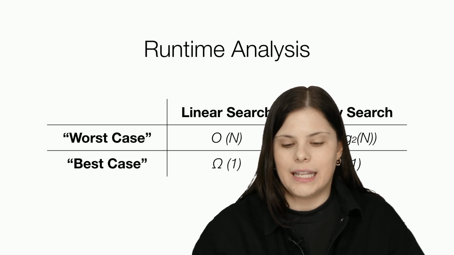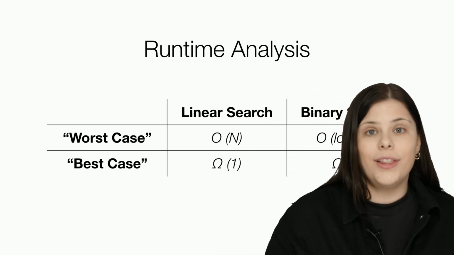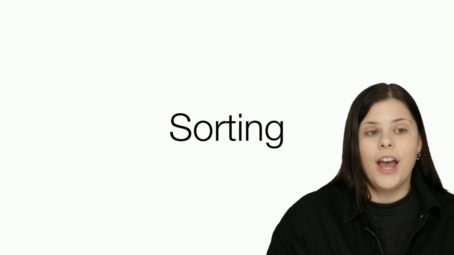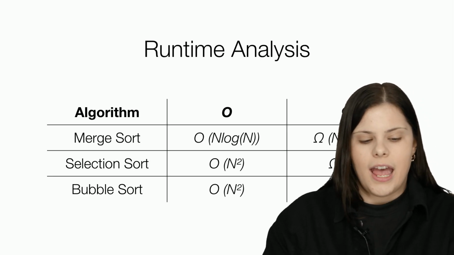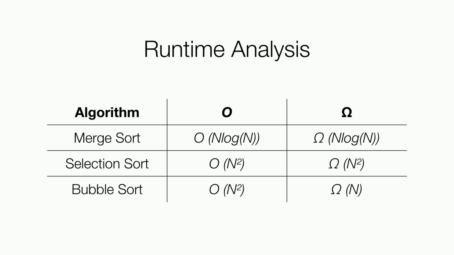All right, let's keep moving, and now let's talk about sorting. We've seen a couple of different algorithms in lecture, and here are some of them alongside the big O and omega notation. In the lecture, we saw merge sort, which is our divide and conquer approach where we cut the problem into small pieces and then merge them back together recursively.